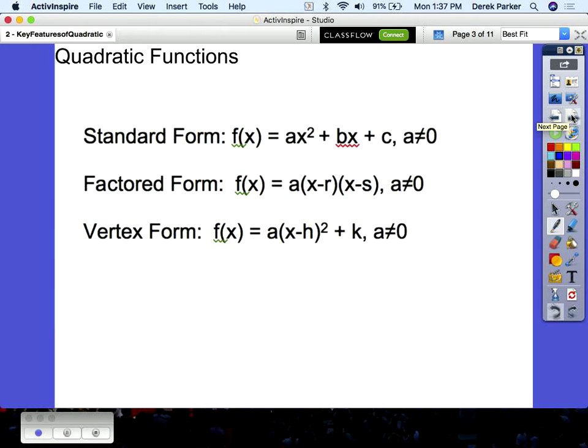Standard form, f of x equals ax squared plus bx plus c, where a does not equal 0. Factored form, a times x minus r times x minus s. And then vertex form. Now all of these will come back when we do factoring and whatnot.